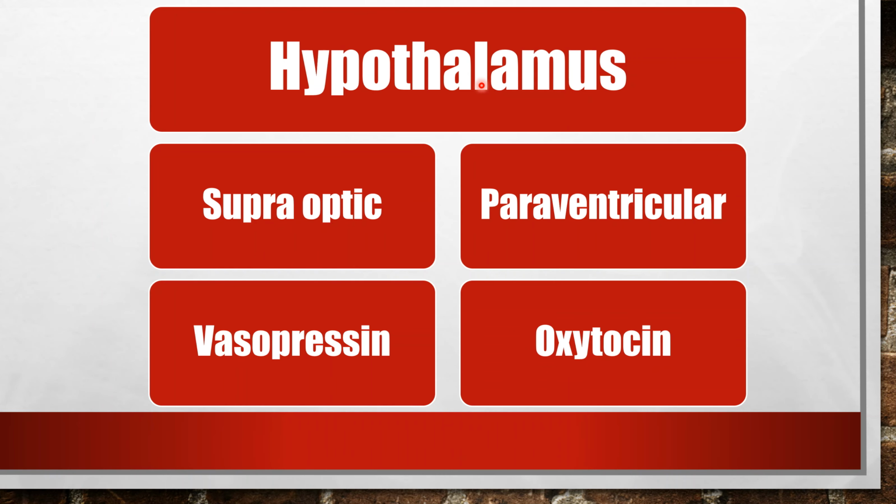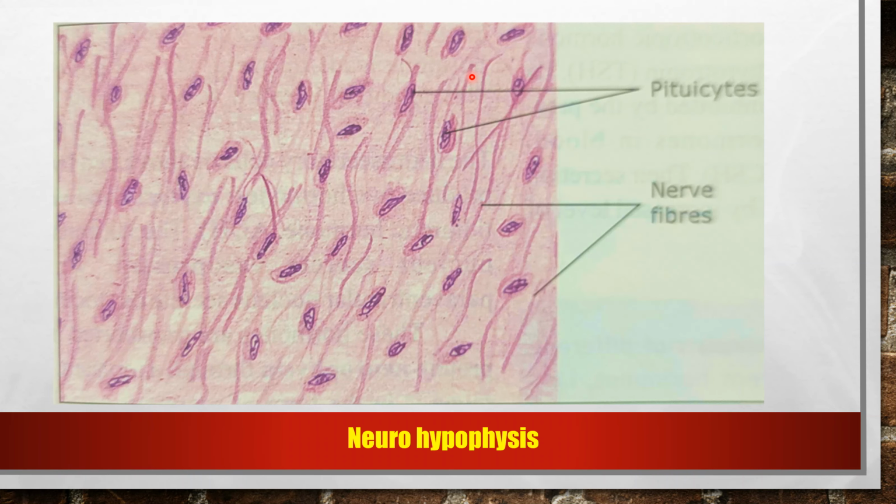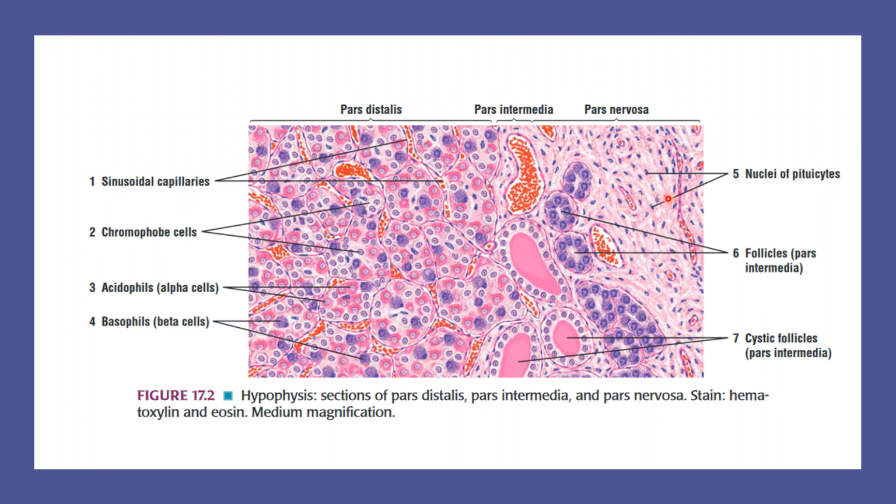In the hypothalamus we have mainly the supraoptic nucleus. The neurosecretory neurons present in the supraoptic nuclei secrete vasopressin. Like that, the neurosecretory neurons present in the paraventricular nucleus secrete oxytocin. These are the hormones secreted by the neurons present in the supraoptic nucleus as well as the paraventricular nucleus of the hypothalamus. These hormones reach the axon terminals present in the pars nervosa.